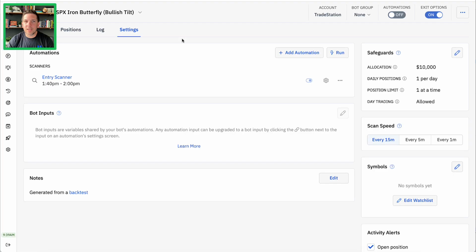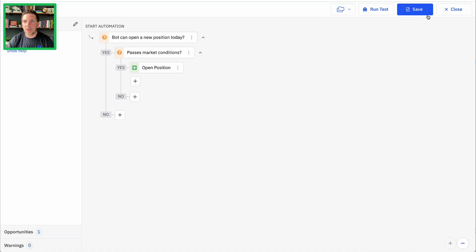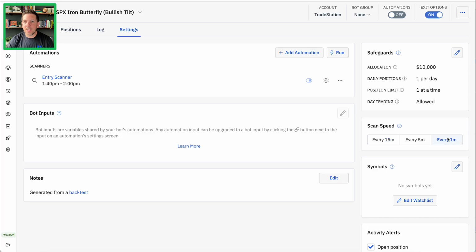I'll go over to our bot settings here. This is our new bot that we have here. Here's our entry scanner run set up for the market conditions. Going to change my safeguards or scan speed to every 1 minute. Again, we're only allowing one position at a time. We are allowing day trading in this. My account does enable day trading. If your account doesn't allow day trading, you're going to want to turn this off, maybe test a different strategy, because this is taking profits early on a 0DTE strategy. So make sure you've got that $25,000 account size to run this overall if you need to. And then all I'm going to do is turn on automations and let this thing start running.